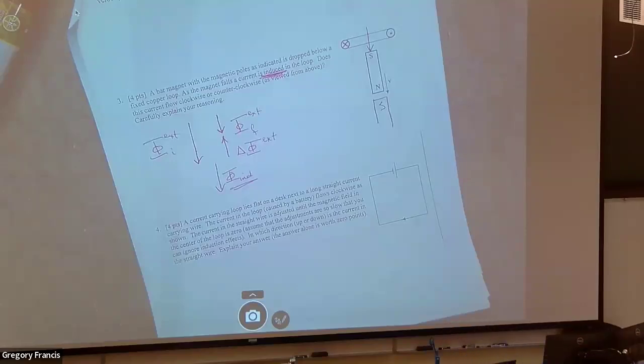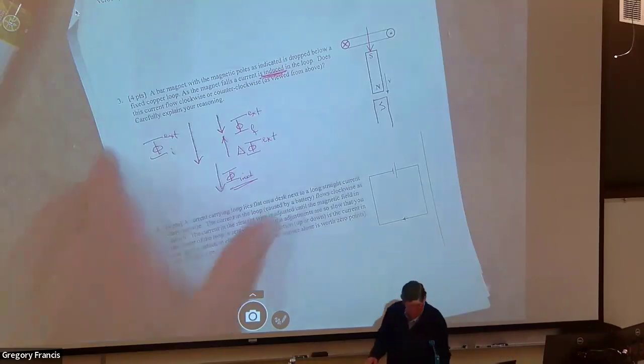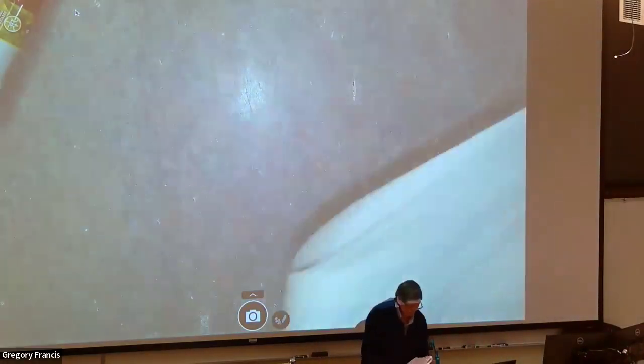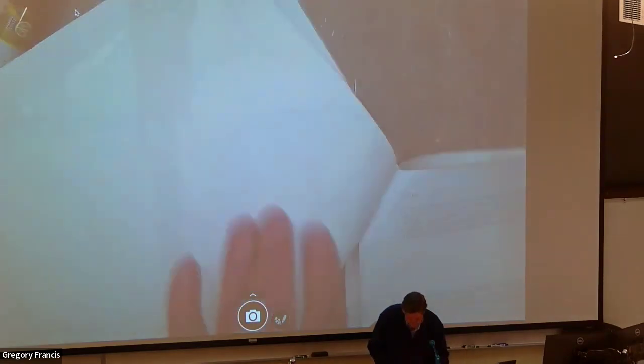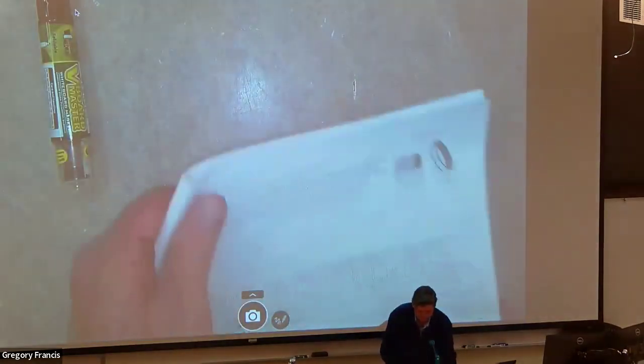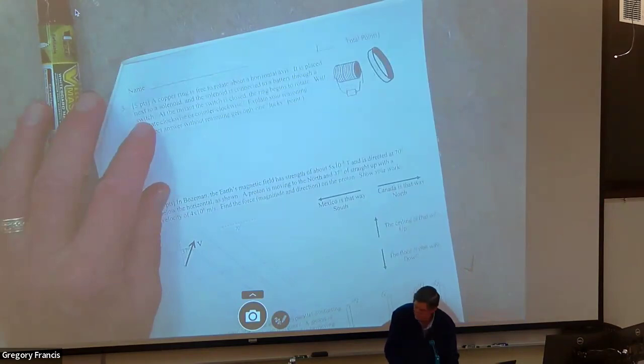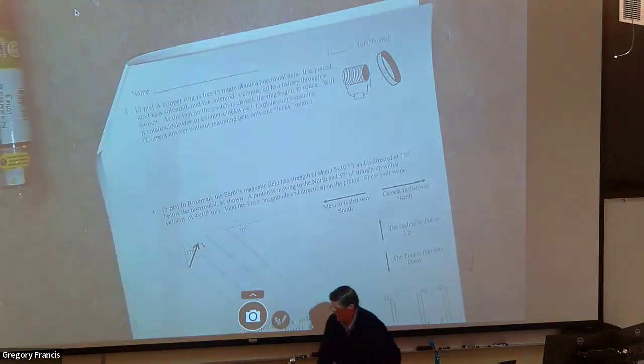I got the right arrows this time, but Oh, okay. Okay, doke. There's my pen.